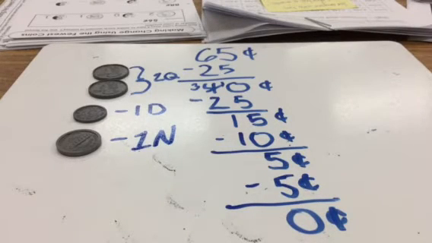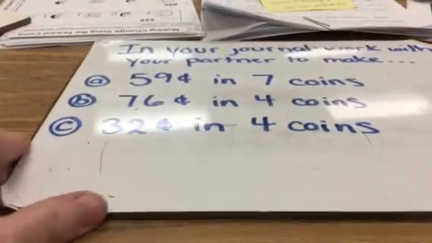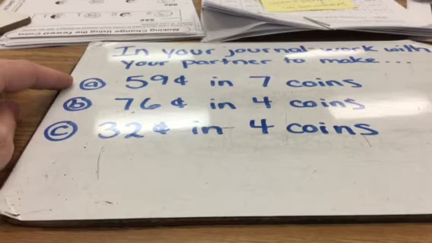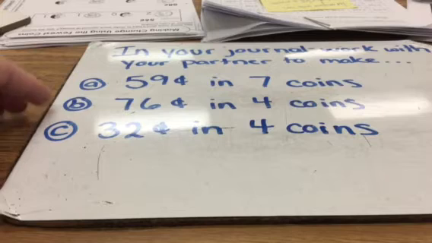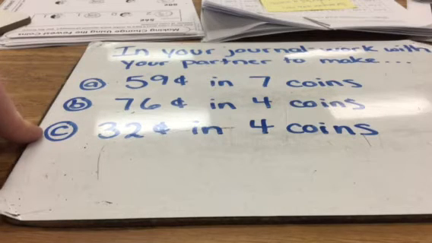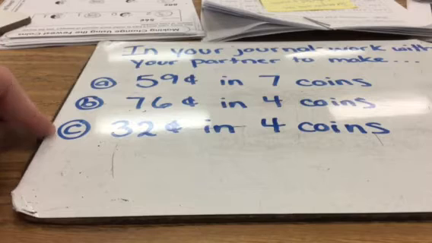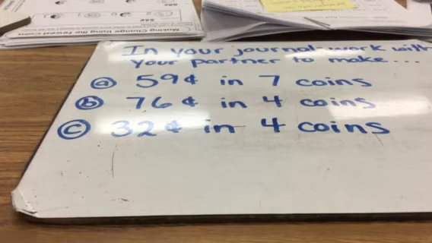A lot lighter too. Okay, now with your partner, I would like you to work in your journal to do these 3 problems. I would like you to make 59 cents in 7 coins, 76 cents in 4 coins, and 32 cents in 4 coins. Use the same strategy: use the biggest value coins, figure out how much money you have left, and keep adding those biggest value coins. So pause the video, and when you finish, we'll watch the end of the video to see if you got the answers correct.